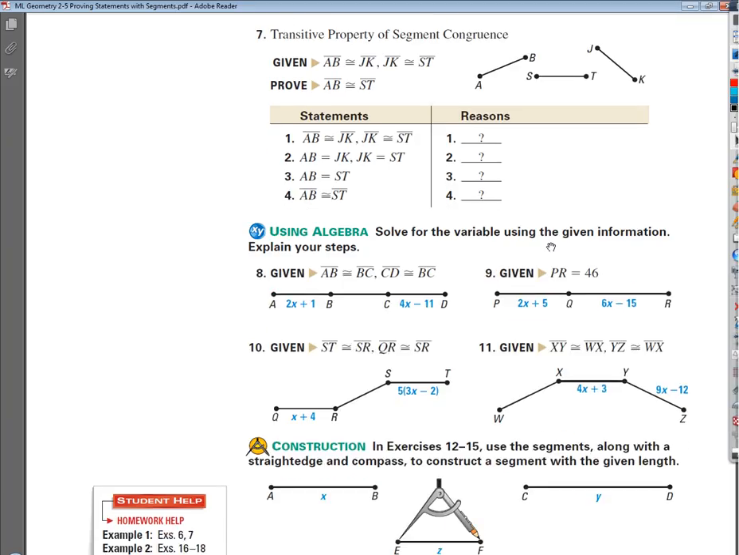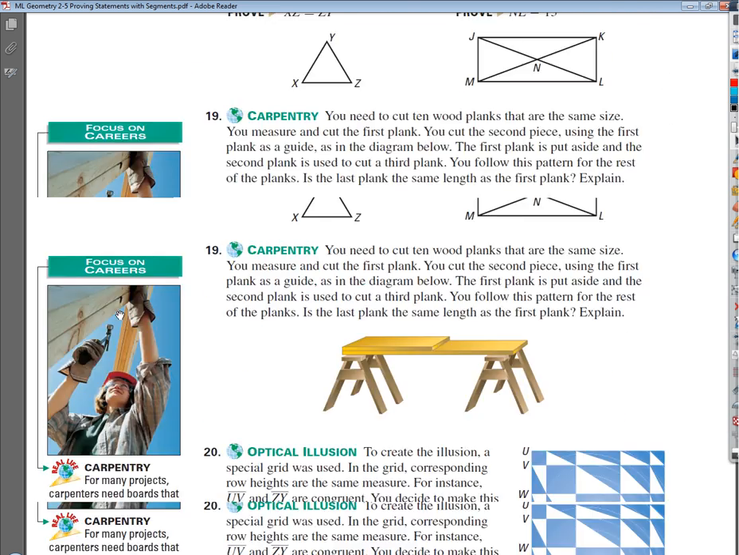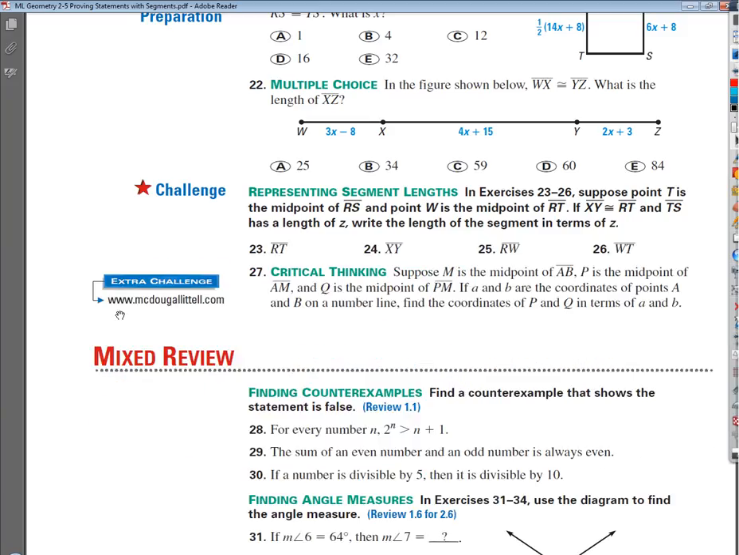Okay, what questions on 2.5? 27, all right. Oh yeah, this is a good one. I really like this one. Yeah, I'm not going to help you a ton, but I'll get you started on this one. Okay, so all right, so this is the one.